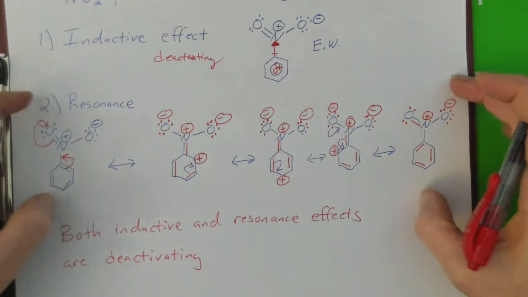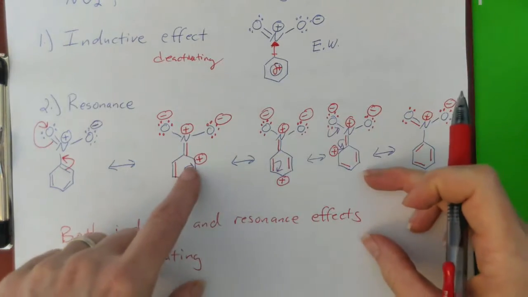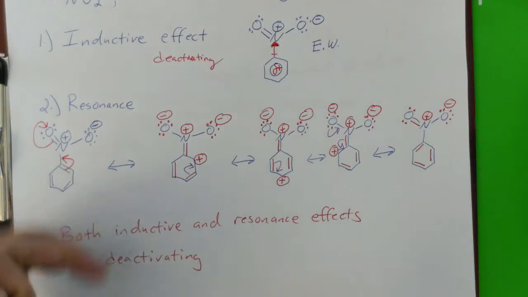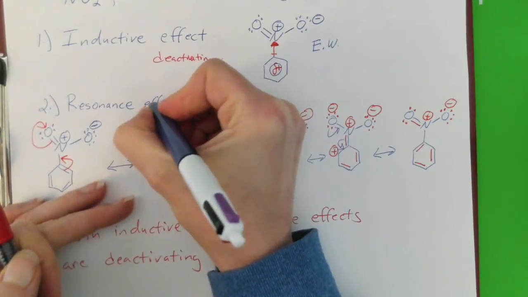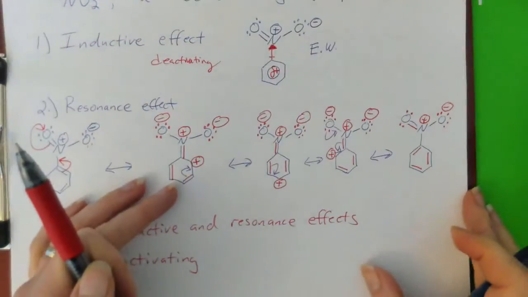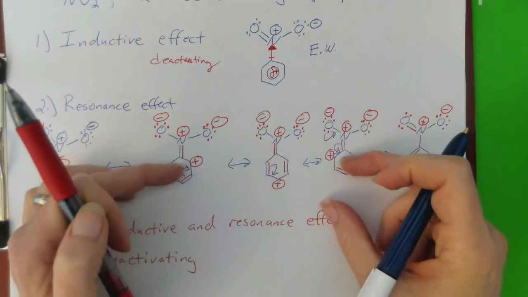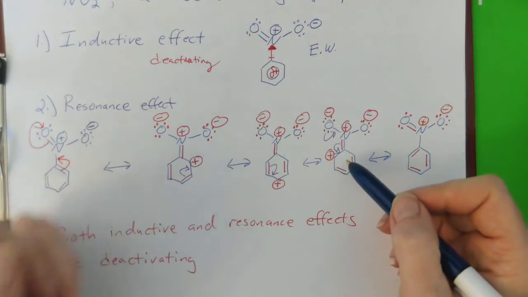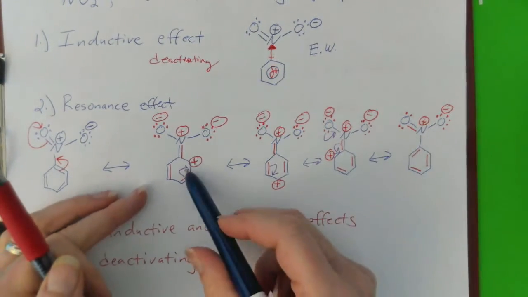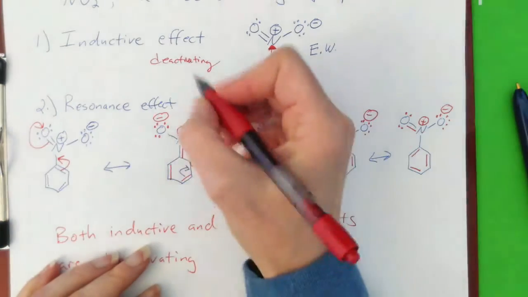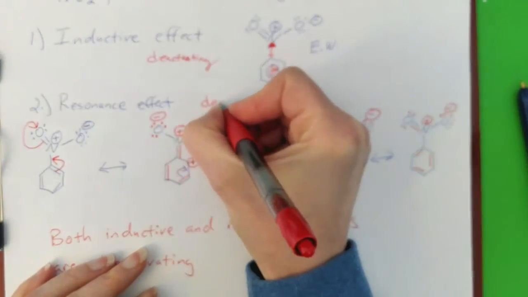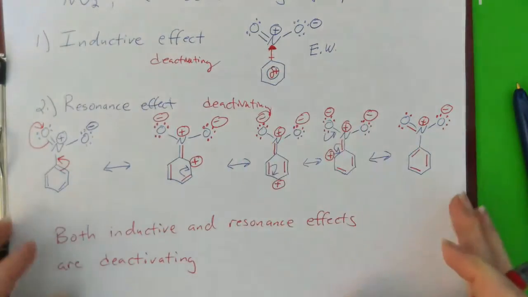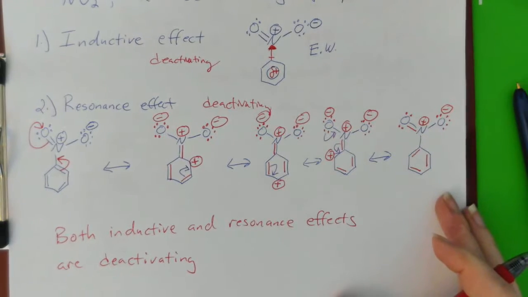But the point of doing this is, once you see that there's a plus charge in the ring, that tells you that from a resonance effect standpoint, the nitro group is electron withdrawing, it's withdrawing electron density from the ring. And so the nitro group is also deactivating from a resonance standpoint as well. So these are both in agreement. So this is easy. The nitro group is deactivating.